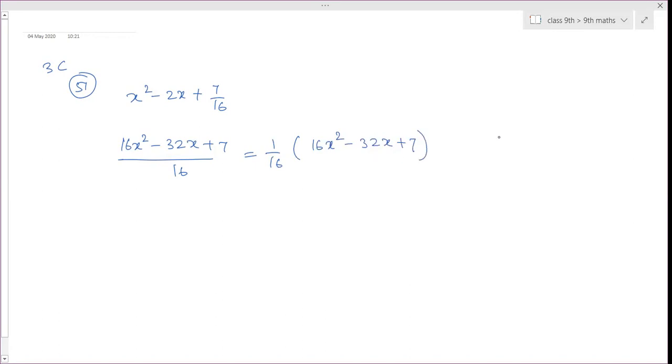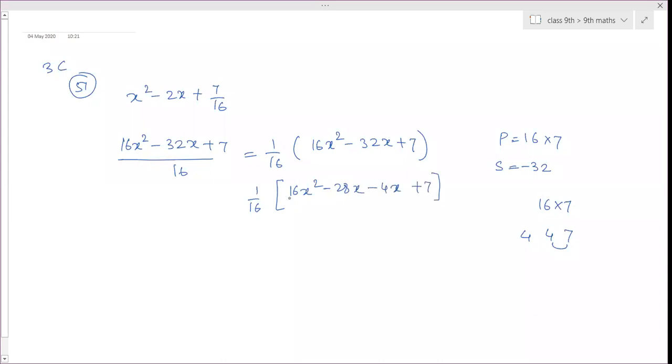Now the product needed is 16 into 7, and the sum needed is minus 32. So 16 into 7, you can write as 4 into 4 into 7. 7 4s are 28 and 4. So 16x square minus 28x minus 4x plus 7.